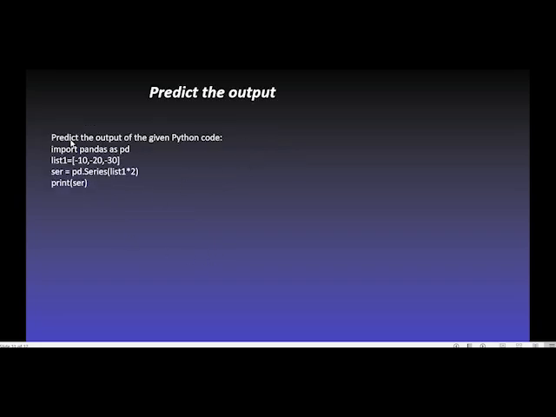Next is predict the output. Predict the output of the given Python code. Here, pandas imported, list1, which are the values -10, -20, -30. Now, series SCR, that is a series object, right? It is equal to pd.Series(list1 * 2). So, what is passed here? list1 * 2 is passed here. list1 is -10, -20, -30.